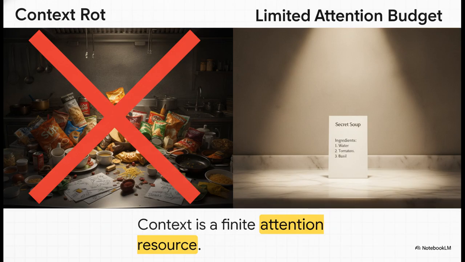And this brings us to a punchy, absolute truth from Anthropic. Context is a finite resource. They warn about something called context rot. See, even though modern AI models can technically accept massive amounts of text, their attention budget is still strictly limited.